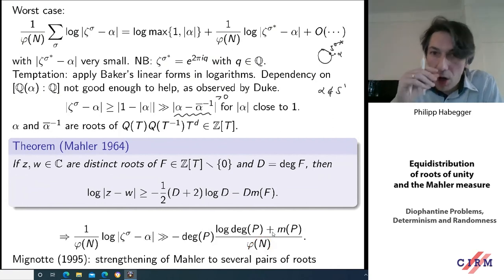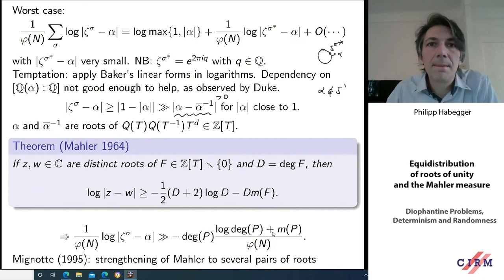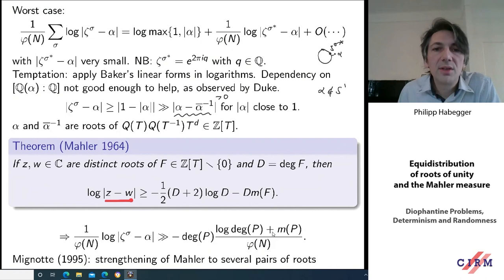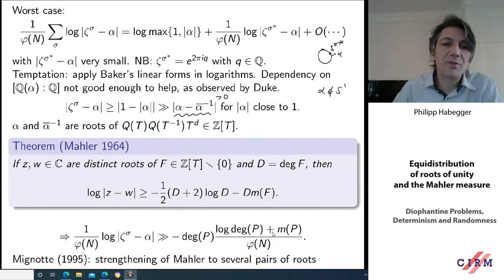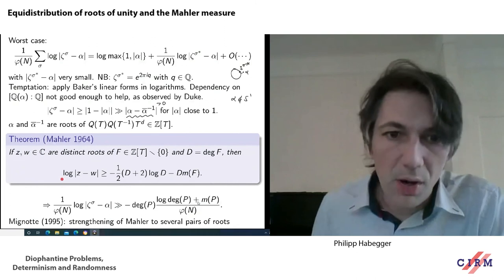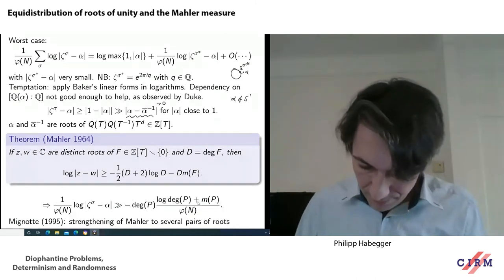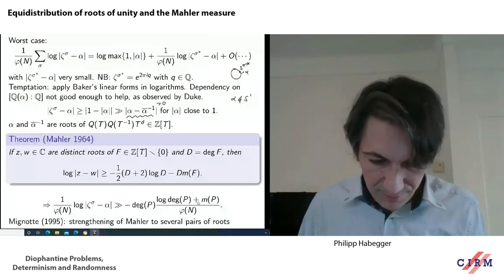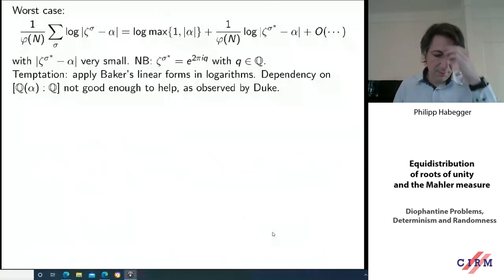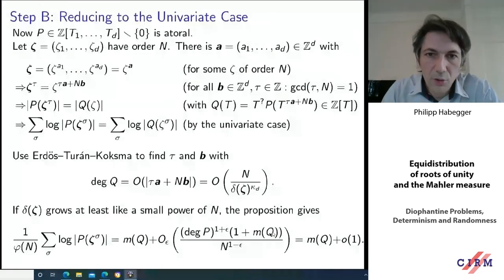So for our result, we actually have to deal with different alphas because we have a product. Our polynomial is a product of linear terms as usual, and so we need a result like Mahler but where we compare pairs of roots. Like a separation result of pairs of roots. And for this, there's a result of Mignot that strengthened Mahler's result to several pairs of roots, not just one. So we get a lower bound for several pairs of the same quality as Mahler. So that will give us something of this nature. The univariate case, and then we have to reduce from the multivariate case to the univariate case.